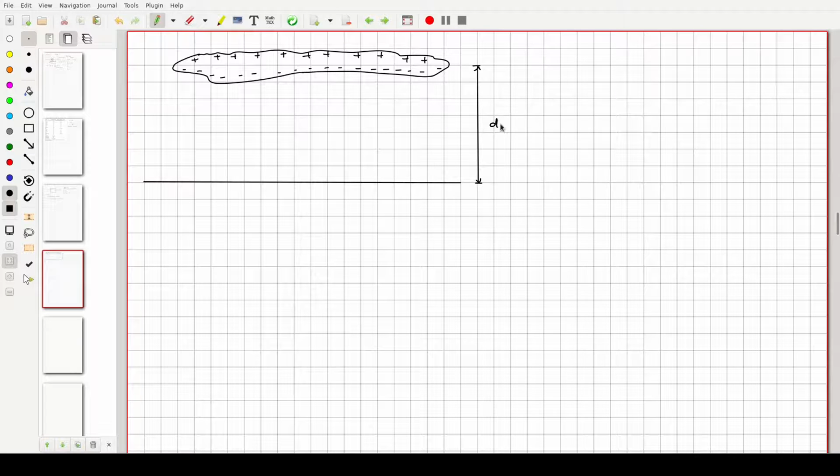Now, nimbus clouds usually sit about 2 kilometers above the ground. I'm going to call this D. This is 2 kilometers or 2,000 meters. We're going to pretend that the area of this nimbus cloud is 1 square kilometer. That is, 1,000 meters by 1,000 meters, or 1 times 10 to the 6 meters squared. That's its area.